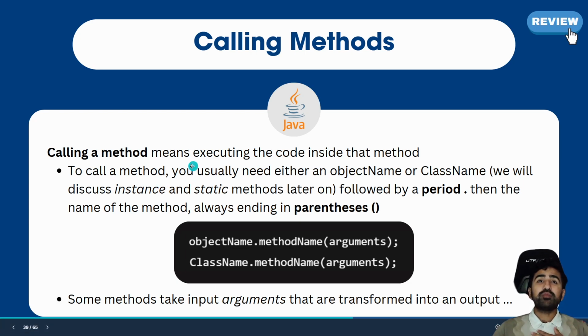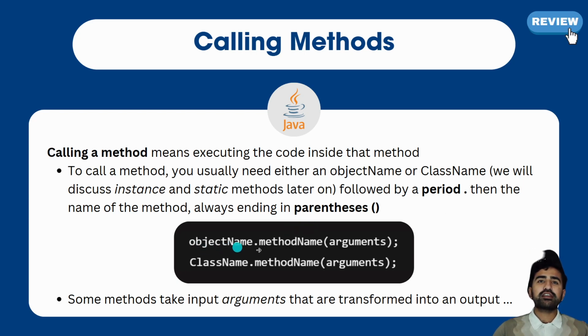So calling a method means, of course, executing the code inside that method. We typically didn't even know what was inside those methods, right? We just called it because we needed it. Now we're actually going to build the method. We're going to define the code in it, and we're also going to call on it. So remember, this is a little bit of review, but we're going to take a deeper dive.